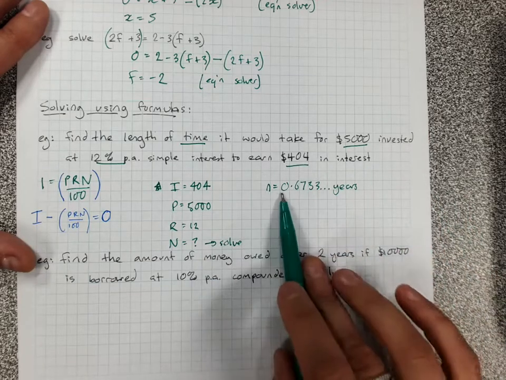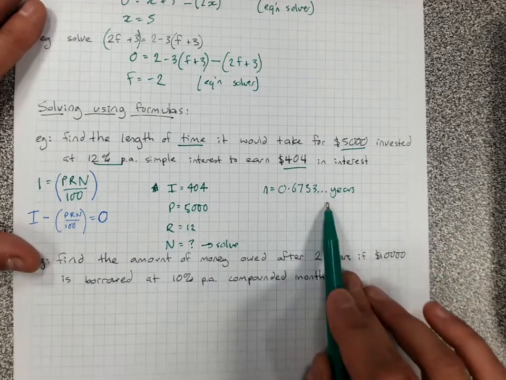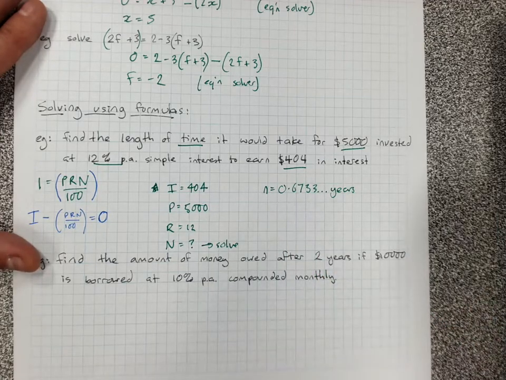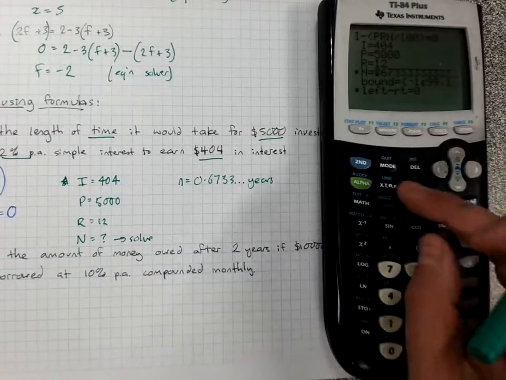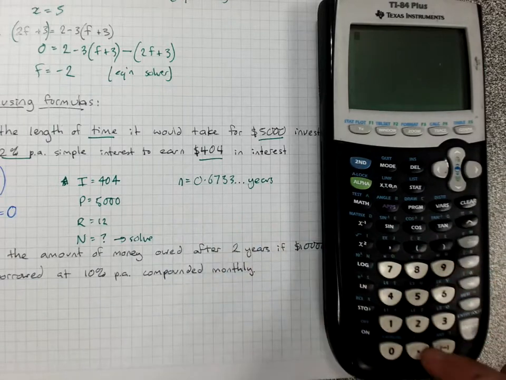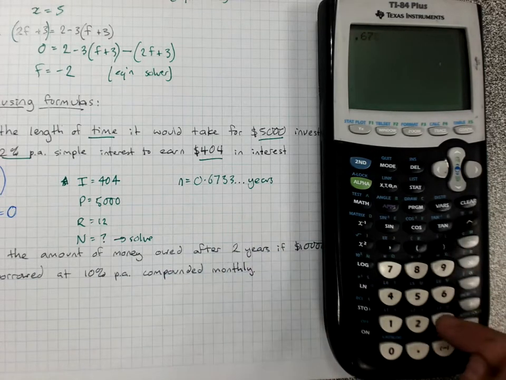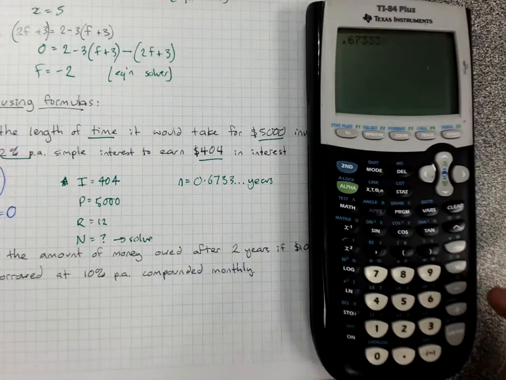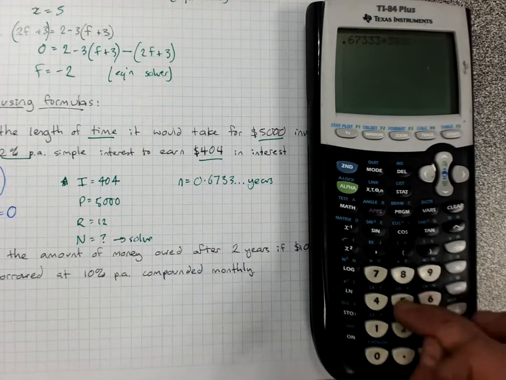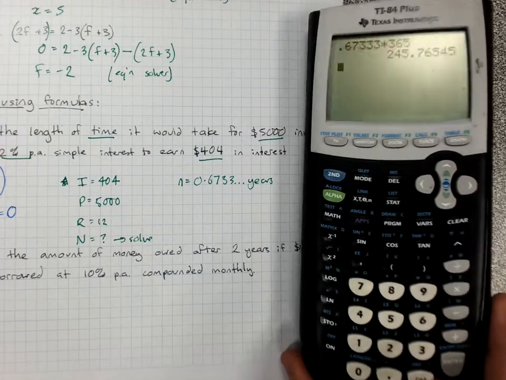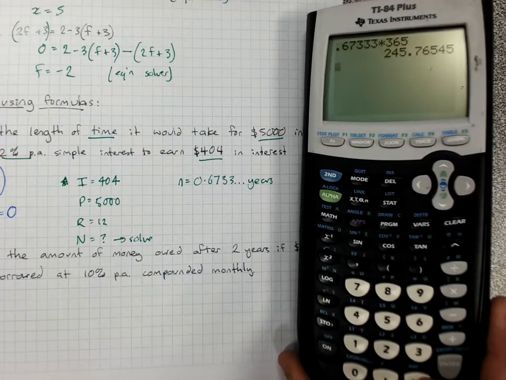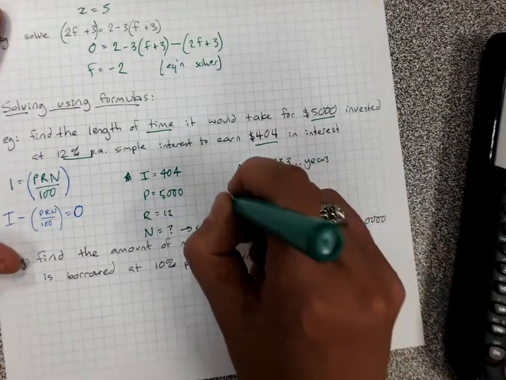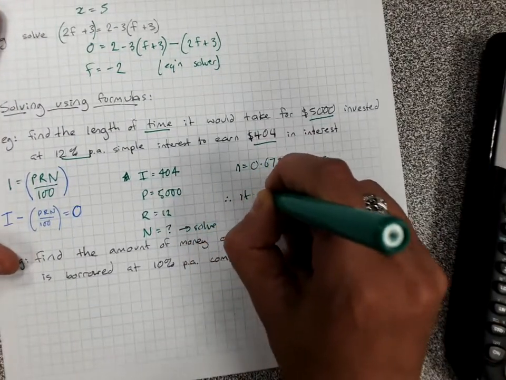You would change it to months or days. So if we wanted to change it to months, we'd multiply by 12. If we wanted to change it to days, we'd multiply by 365. Keep a few decimal places. Definitely don't just do 1 or 2. Times, let's go for days, 365. 245.7, round up because you need that 0.7 of a day, so 246 days. Word answer.